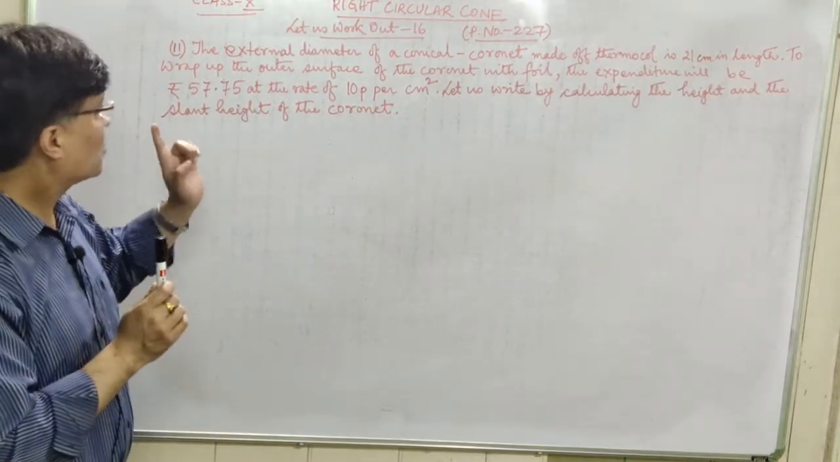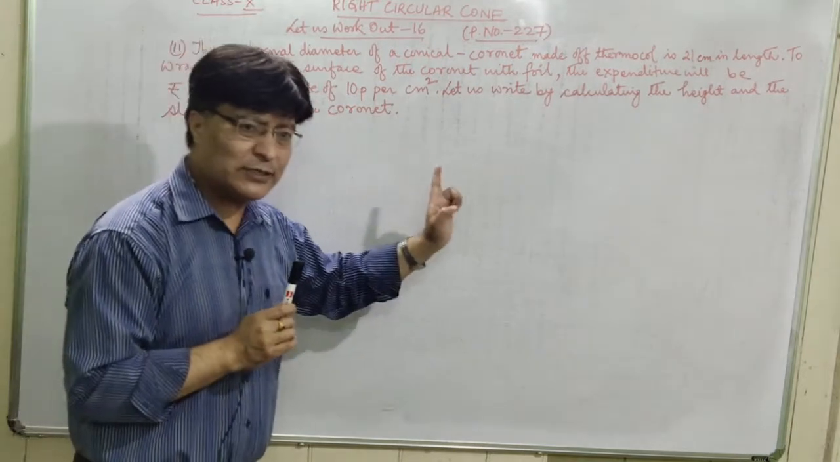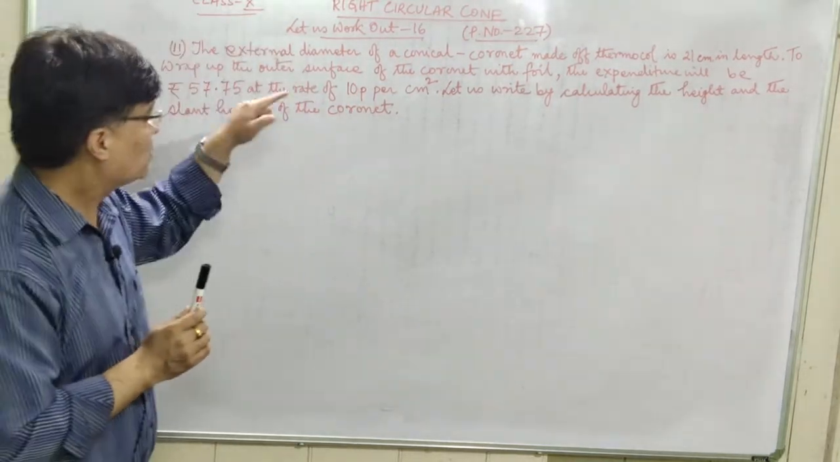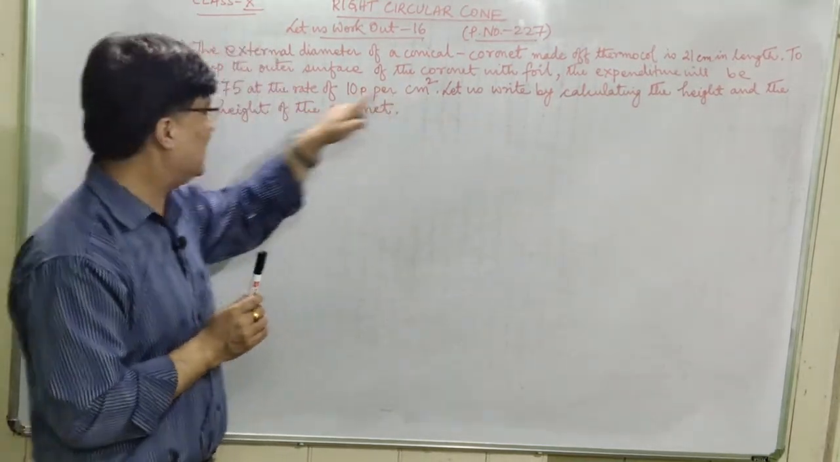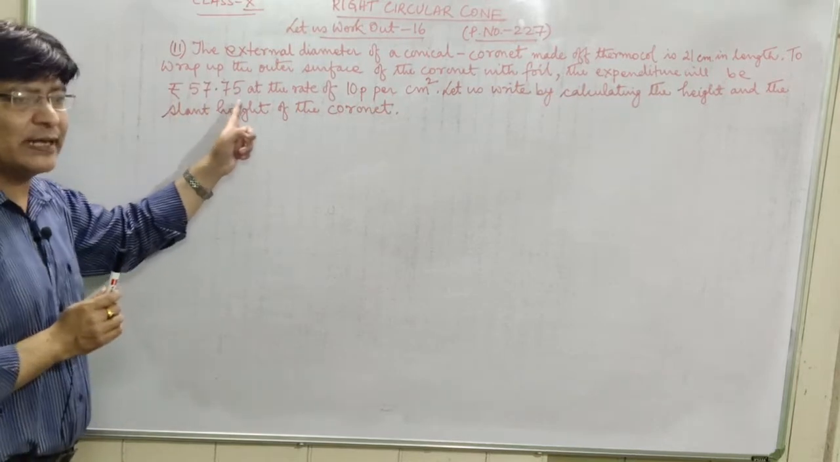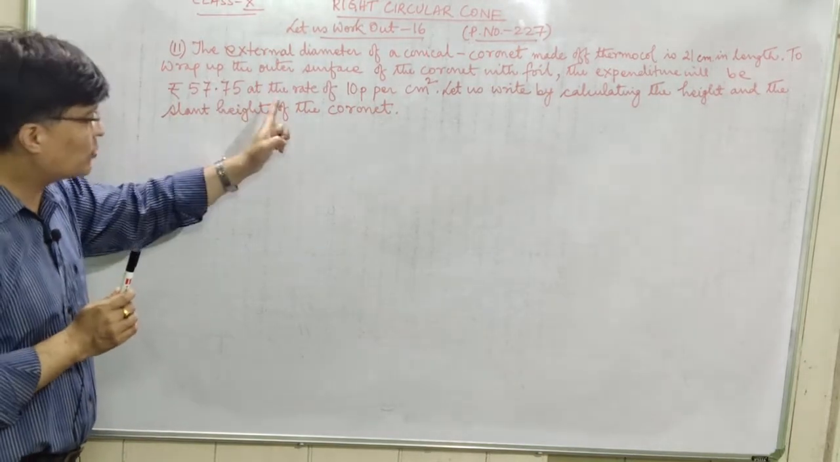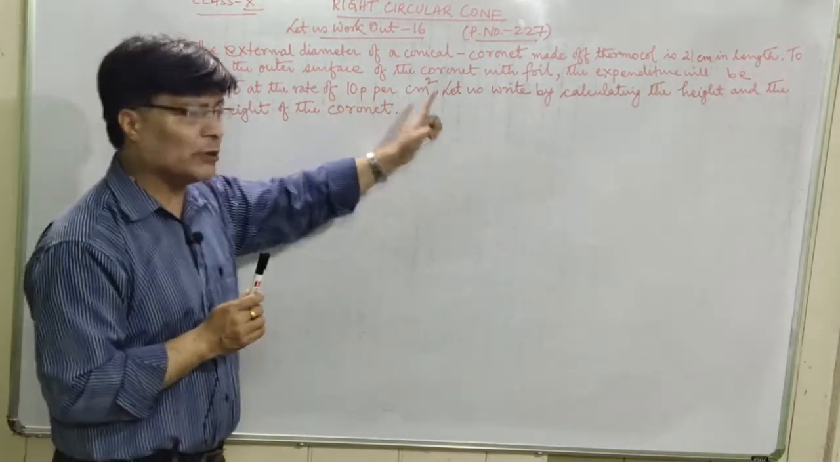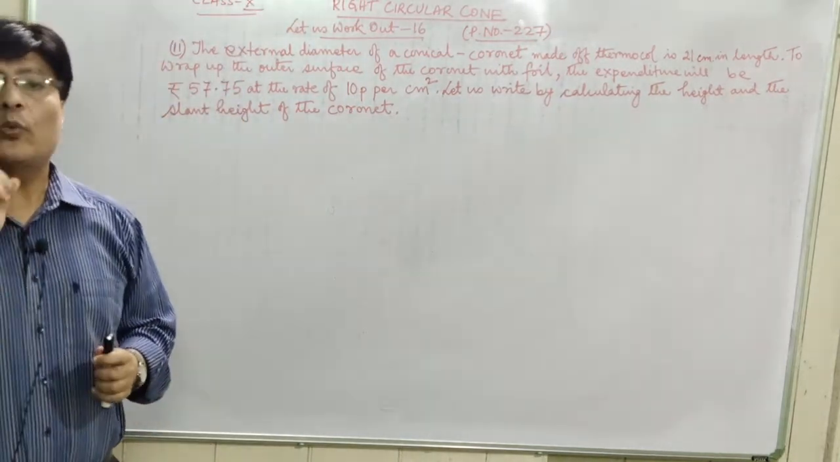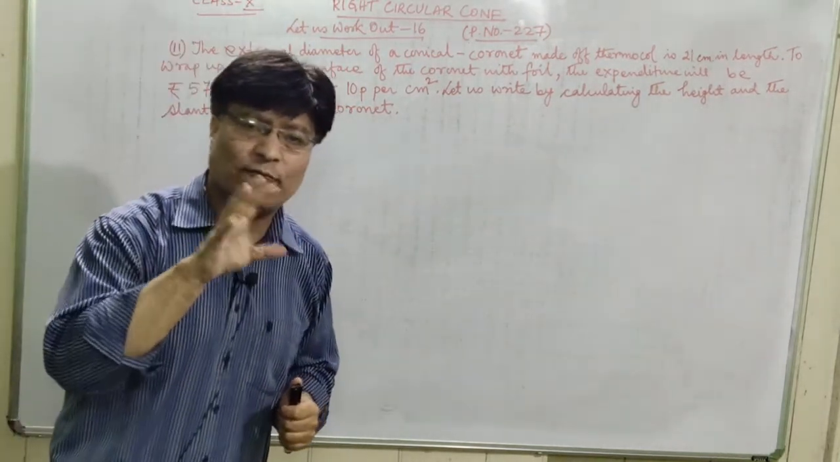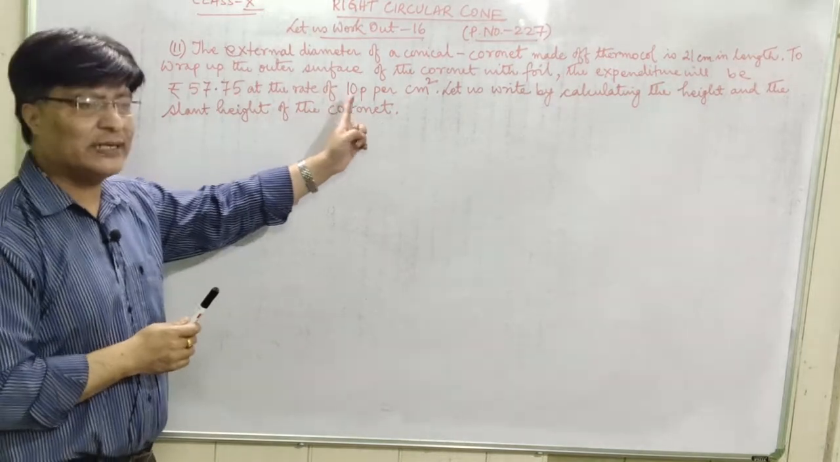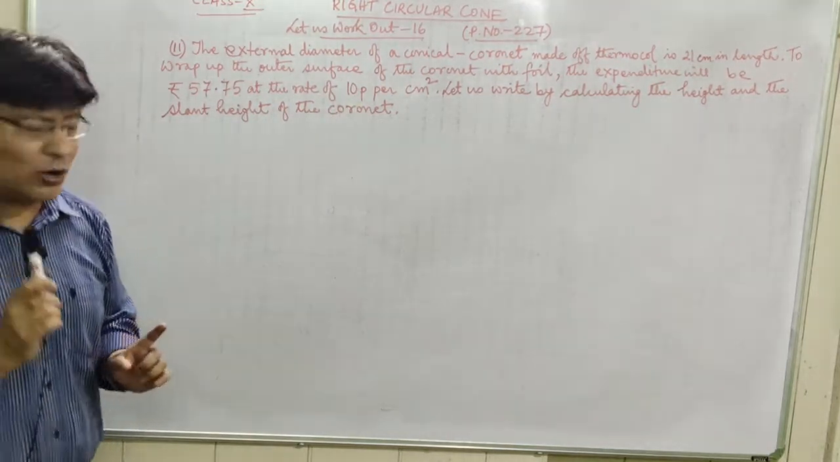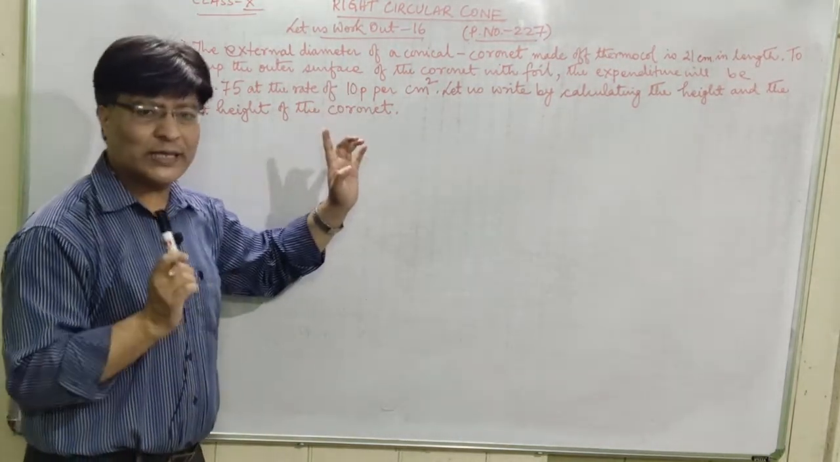In the question, the expenditure for wrapping up the coronet with foil is rupees 57 and 75 paise. Its rate is 10 paisa per square centimeter. That means 1 square centimeter of foil costs 10 paisa.